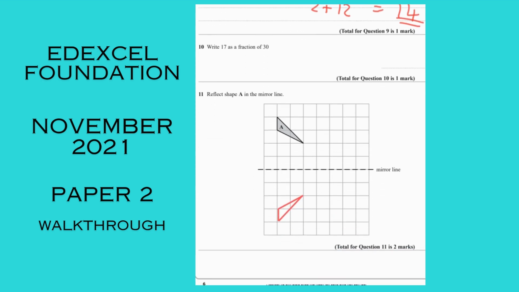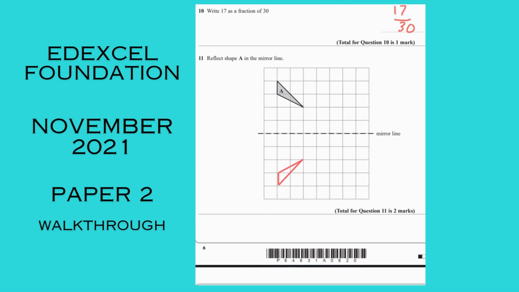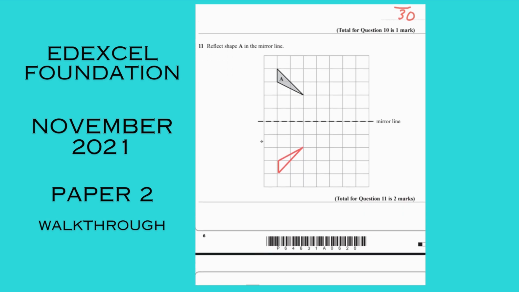Number 10. 17 is a fraction of 30. Just write it as 17 over 30. Doesn't cancel down. Reflecting the mirror line, as you can see, I've cheated as per usual. But it's all about counting, so make sure any vertex is the same distance away on a perpendicular. So do it as a posh dot to dot. That's 3 away, that's 3 away, 4 and 4, and so on.